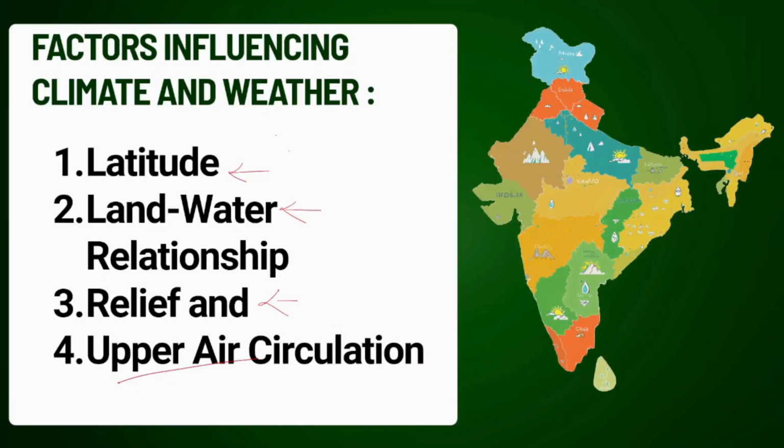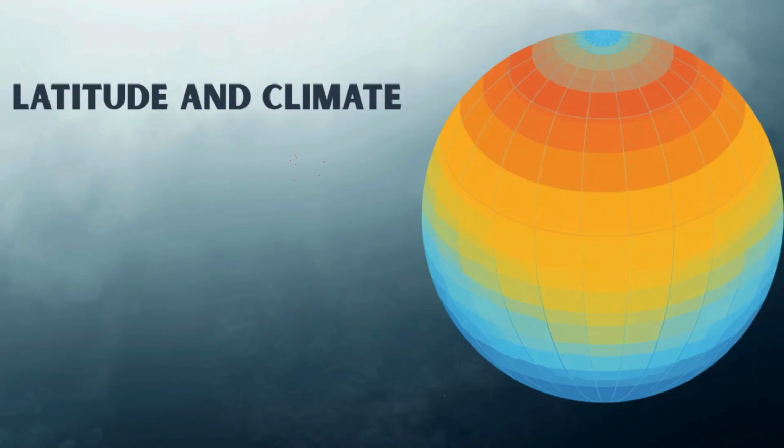Have you ever wondered why some places do not have the same temperatures, why some are hot, some are cold, and some receive heavy rainfall? The climate and weather of a place are influenced by four major factors. As we have discussed just now: latitude, land water relationship, relief, and upper air circulation. So let's understand each one. First one, latitude and climate.